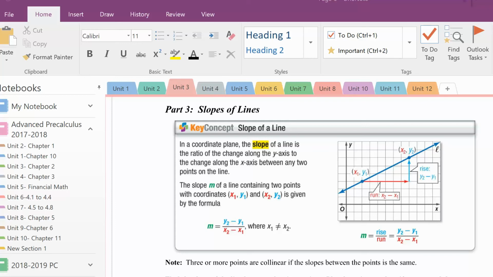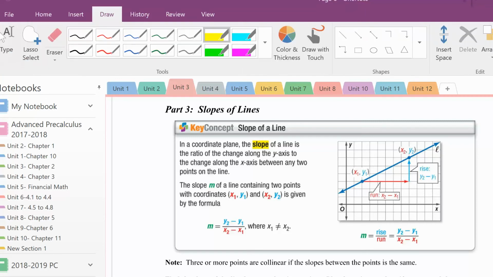Welcome to the next video on part 3 of Unit 3, talking about slope of a line. In the coordinate plane, the slope of the line is the ratio of the change along the y-axis to the ratio of the change along the x-axis. There are a couple ways people have looked at it. Some people say it's the rise over the run, or you can say y2 minus y1 over x2 minus x1. Those are two ways to look at it and how to find the slope.